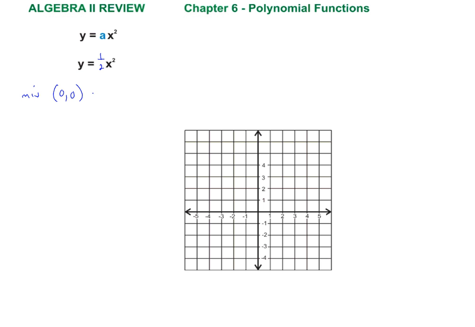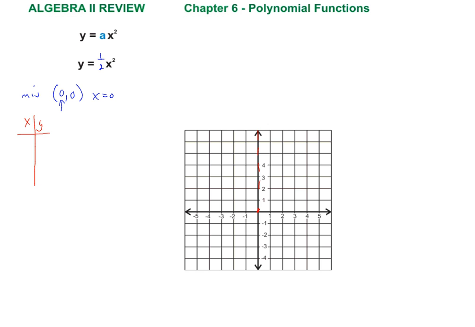What's the line of symmetry? X equals 0, right? X equals the x coordinate. So we know that this is a parabola. We know it opens up because mins open up. The vertex is at 0, 0, and the line of symmetry is x equals 0. How would we graph this? XY chart.